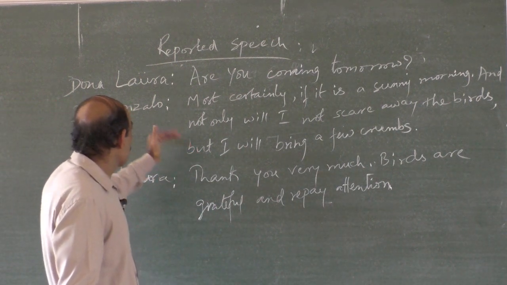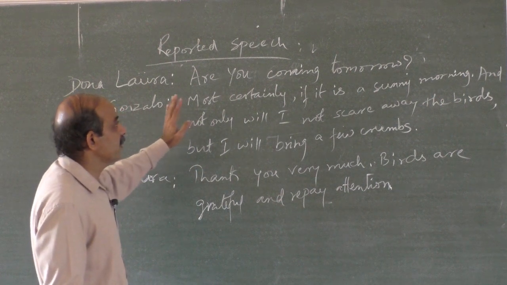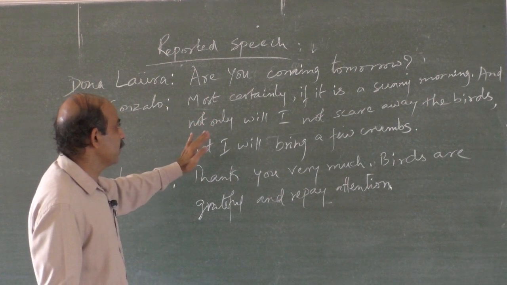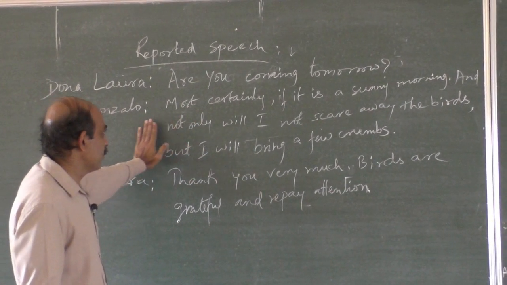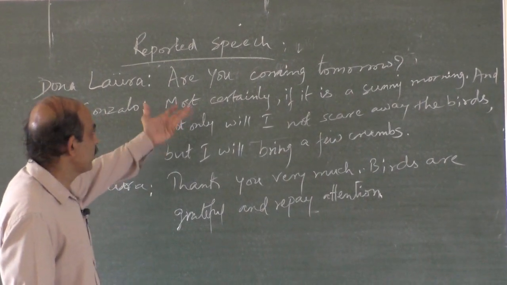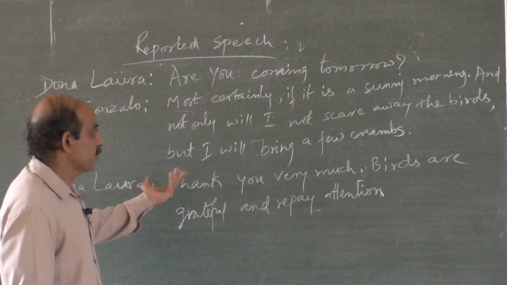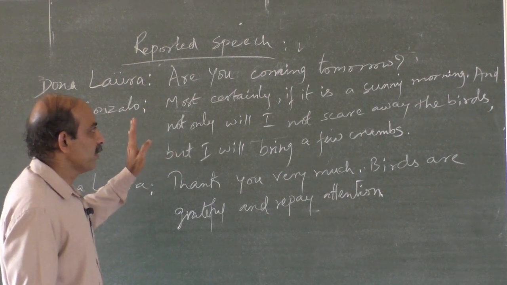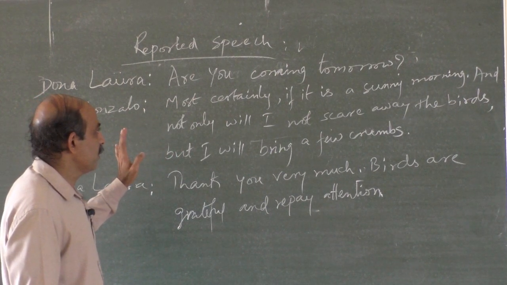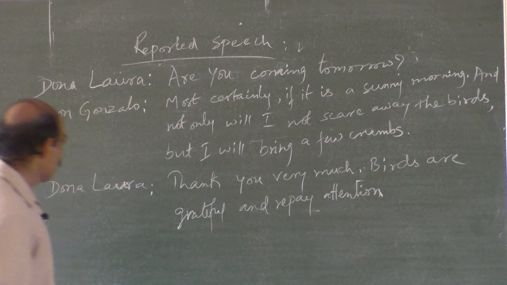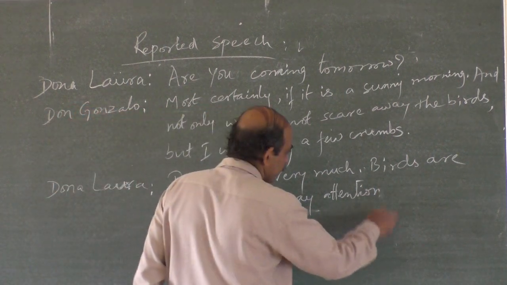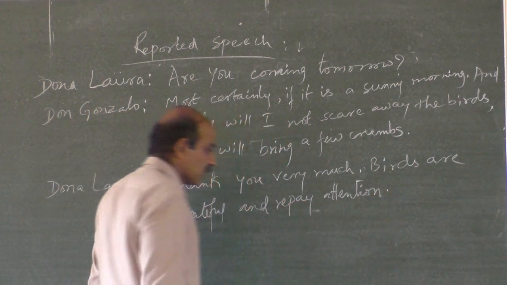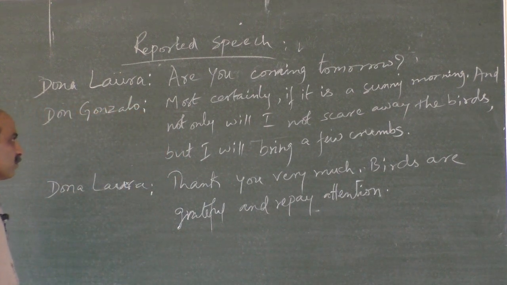Next, second, Gonzalo speaks, most certainly, if it is a sunny morning. And not only will I not scare away the birds, but I will bring a few crumbs. No question items available here, and it is a statement. WH question is not available. Yes or no question is not available. Imperative is not available. Exclamatory items are not available. So it is a statement. Then Laura, thank you very much. Birds are grateful and repay attention. So this is also a statement. After finding out the types of sentences, the first one is a yes or no question, then statements.